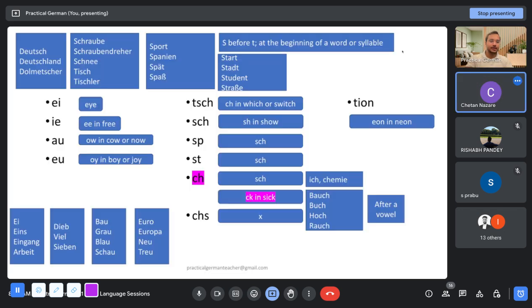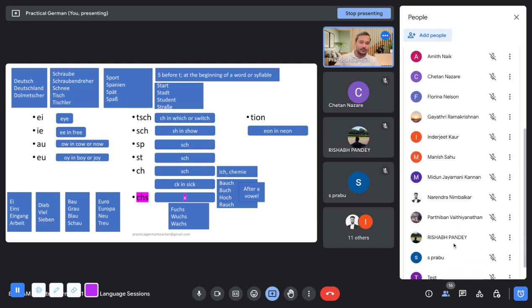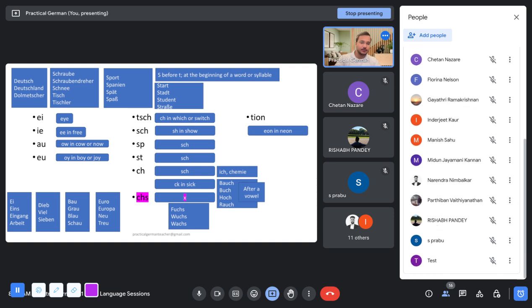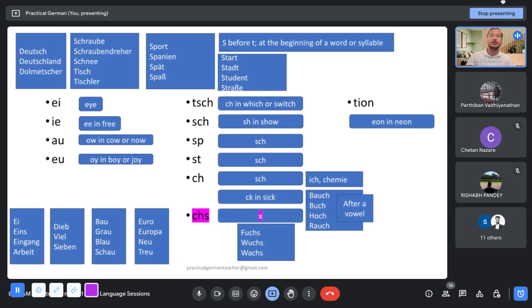Let's continue. If you have any questions, please ask. So I saw Amit Naik is also there in the call, right? If you feel like reading these three alphabets, chs is X. Okay, maybe someone else then. Florina Nelson, if you don't mind. Okay, Parthiban, maybe if you feel like reading. Yes, go ahead, please. Read these three words for me. Careful, it's X. So whenever you say chs, it's X.